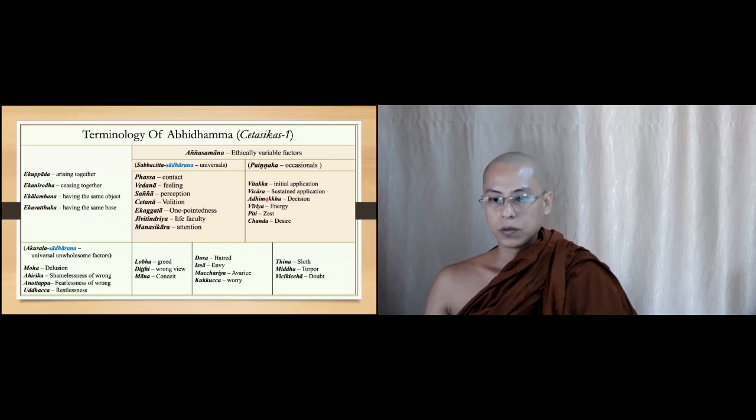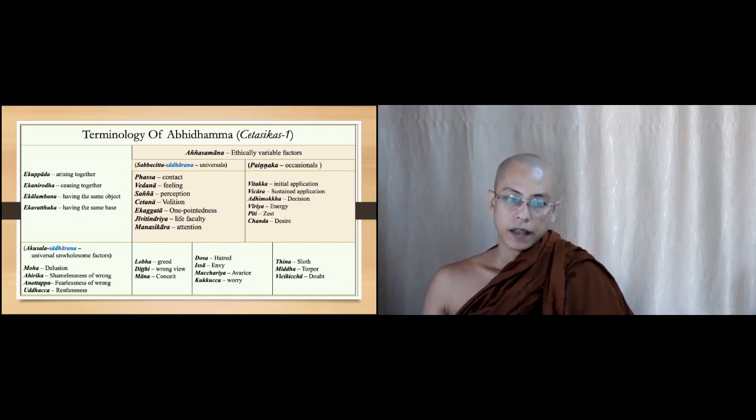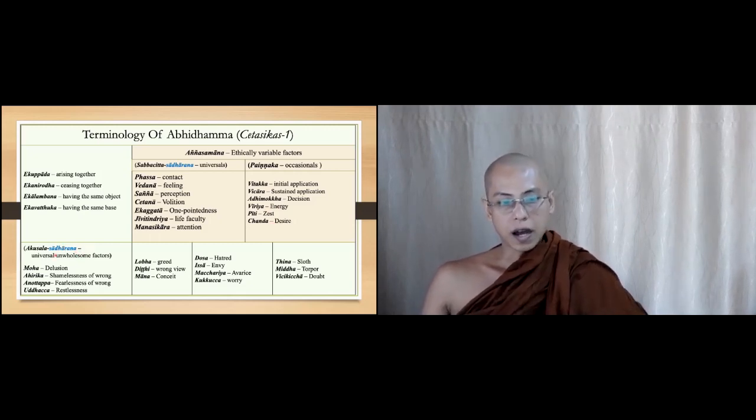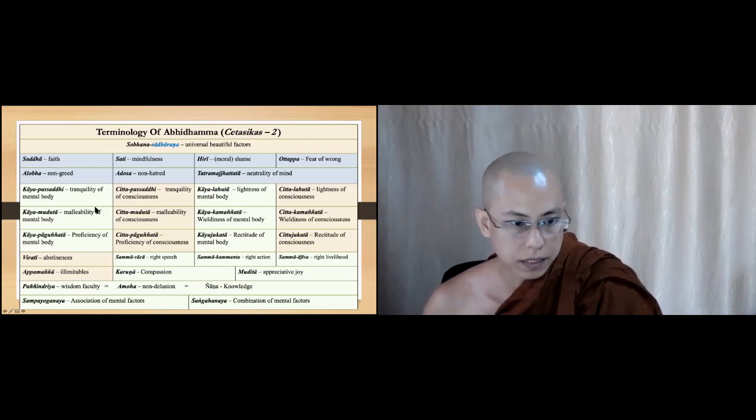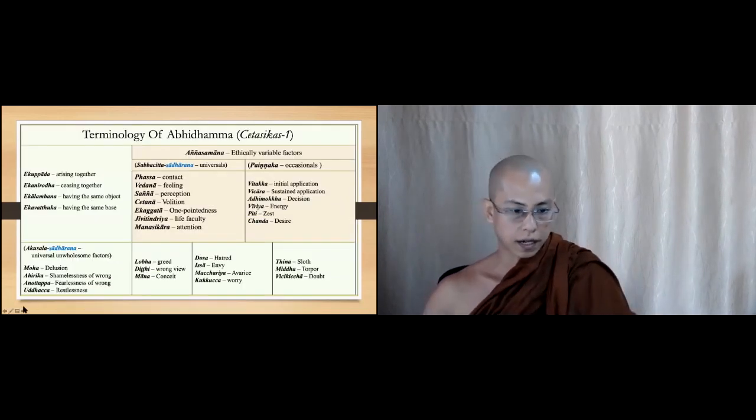Then here Vitakka, Vicara already, and Adhimokkha, decision, Viriya, energy, Piti, Chanda is desire. Then the second category is unwholesome mental factors. That's why here the word Sadharana is in blue color. Here Sobhana Sadharana, and Akusala Sadharana come here. The word Sadharana usually refers to universal. It means always come together. So Sabbacitta Sadharana, universal. Akusala Sadharana, universal unwholesome, it means always related to the Akusala.